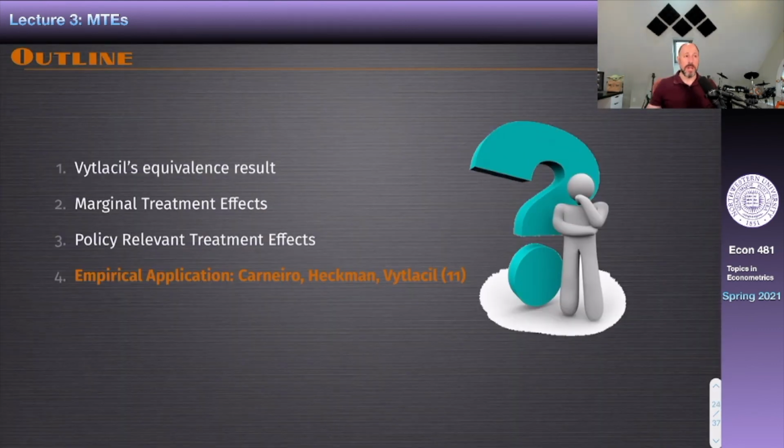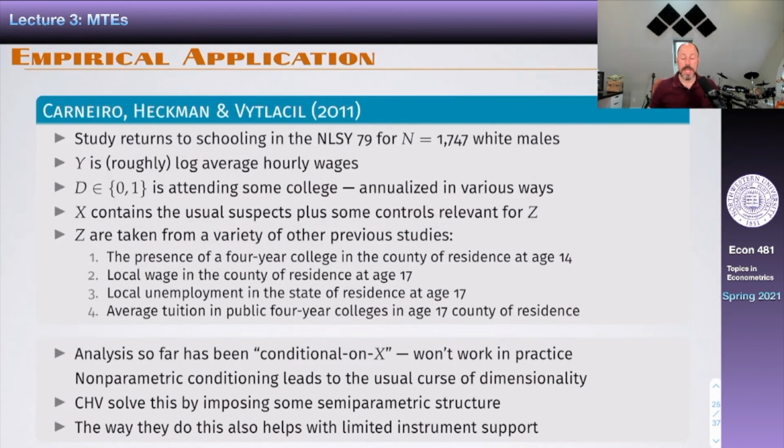Questions? All right, so then let's now move to this empirical application by Carneiro, Heckman, and Vytlacil. And this is going to take us to the last part of today's class. So what's the application? The application is the usual returns to schooling, okay? They have a sample of white males, about 1,800. Y is roughly log average hourly wages. D is attending college or not. X contains a lot of things, and I want to show you in the next slide, but I wrote here the usual suspects. And Z are taken from a variety of other papers.